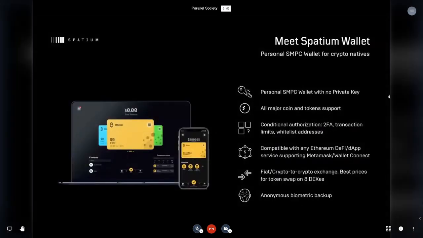Speaking about Spartan Wallet itself, it's a modern wallet that has everything that should be in a wallet. It supports a lot of coins. It has, as I said, conditional authorization, which is a unique feature of this solution. It is compatible with any Ethereum DeFi DApp service. Last week, we finished the integration with the 1inch DEX aggregator, so we have the best prices from all Ethereum liquidity pools. And the last but not least feature is anonymous biometric backup, but it's a topic for a separate discussion.